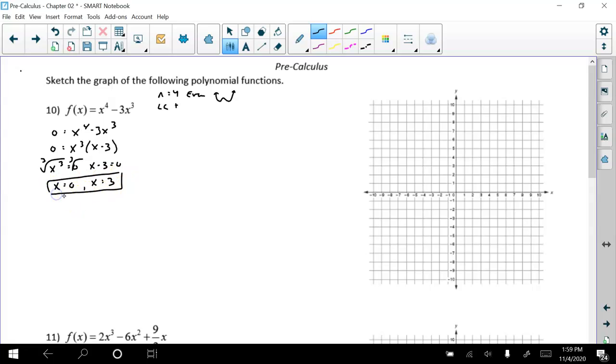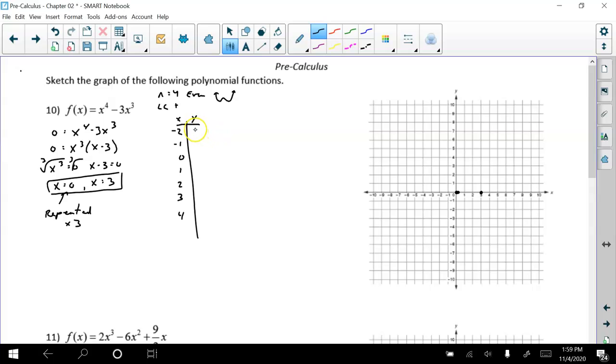Now, the first zero is repeated 3 times. It has a multiplicity of 3. So with that odd multiplicity, it's going to go through that point. So there are our 2 x-intercepts. Now, we want to find some additional points to be able to graph what this will look like. So here's where the calculator comes in handy. Use the graphing calculator's table function: -2, -1, 0, 1, 2, 3, 4. Once you type it in, getting the values is easy. You can find as many as you want to.